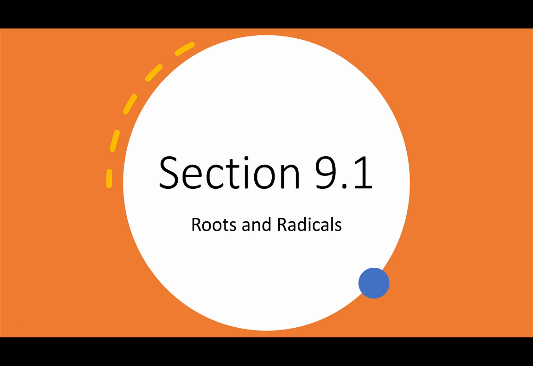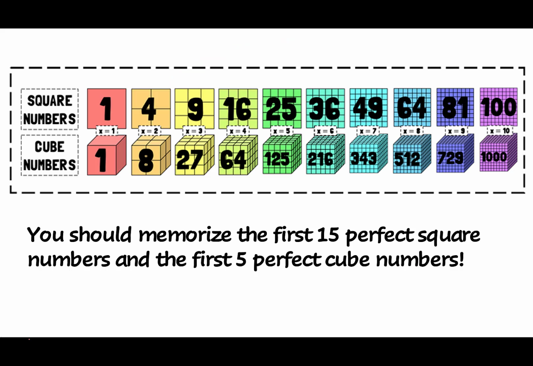This is the section called Roots and Radicals. In this video, I'm going to explain the difference between an irrational number and a rational number. Before I explain the difference, I want you to look at this picture and really start to form a concept of what a perfect square number is and what a perfect cube number is.